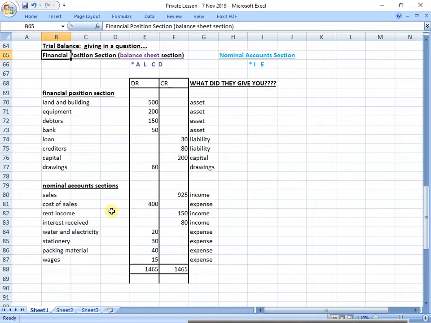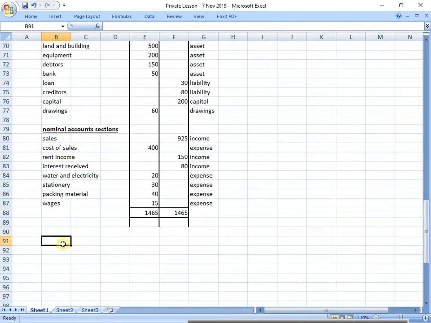Okay, so here's my question. You are given the above trial balance. A, create an income statement. And B, create a statement of financial position.